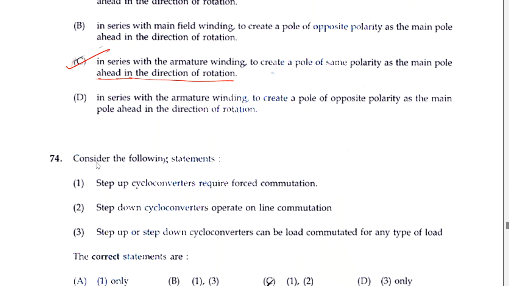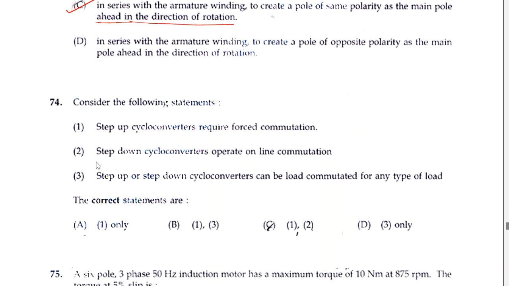Next one. Consider the following statements. Step up cycloconverters require forced commutation. Step down cycloconverters operate on line commutation. Step up or step down converters can be load commutated for any type of load here. So the correct statement is it.